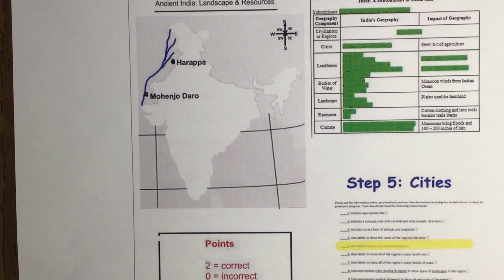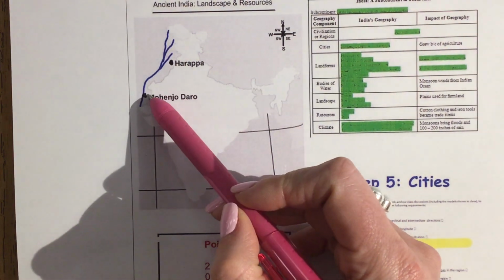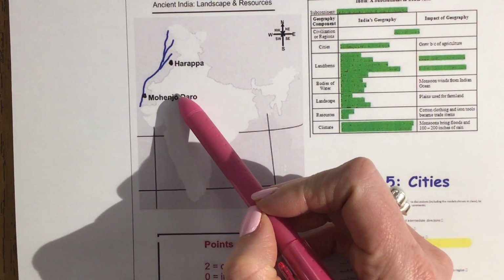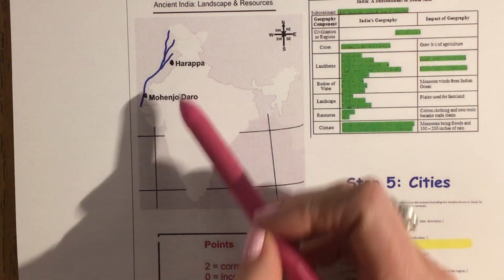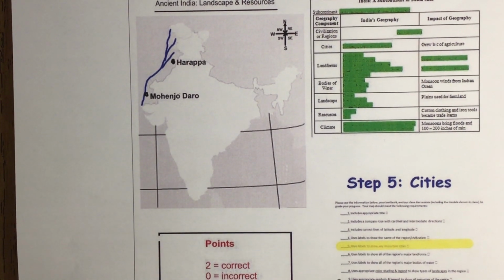Okay. So this is the right place. If yours looks about like this, even if Mohenjo-Daro is up just a little higher, they both need to be close to this river and not inside of India. That's really what I'm looking for. And if that's what you did, then you get your point. Otherwise, give yourself a half point, and then I'll just decide when I grade it. So that's step 5.